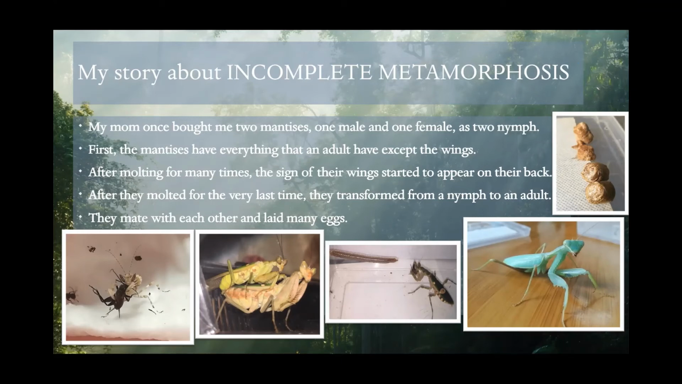Then after they molt for the very last time, they will transform from a nymph to an adult. So this stage during their life is kind of hard for them because they need to get their wings out of their old skin, which is even harder than insects that have complete metamorphosis who come out from pupa. Much harder. And then they will mate with each other and have eggs.